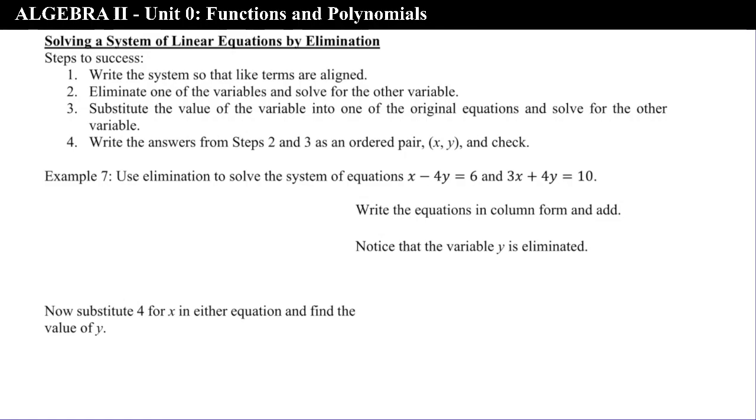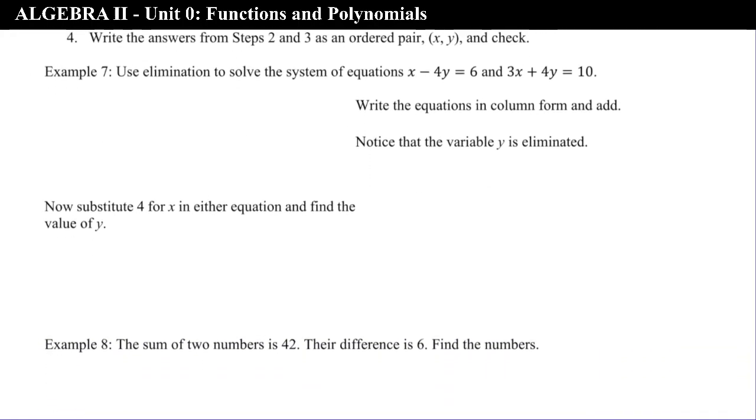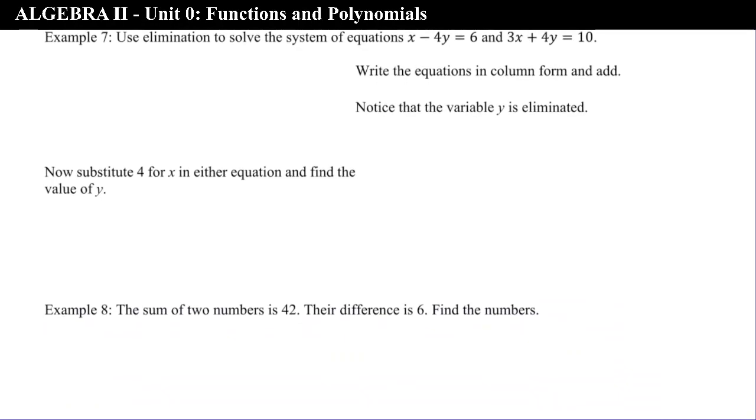So this one has 4 steps to success. 1, write the system so that the like terms are aligned. So you're going to line up vertically your x terms, your y terms, and then your number on the end. You're going to eliminate one of the variables and solve for the other. Then substitute the value of the variable that you solved for into one of the 2 equations to find your other variable. And then you'll write your final answer as an ordered pair. So, as before, let's do an example to see how this works.